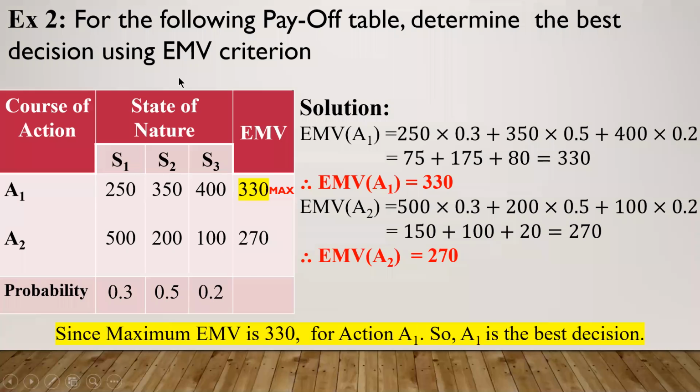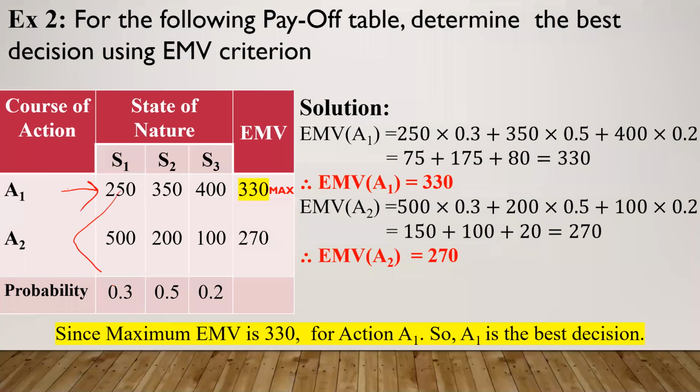So what you will have to do in the solution: first, find out EMV for A1 and EMV for A2. EMV of A1. What do you have to do? Take the sum of the products of payoff and the probability.